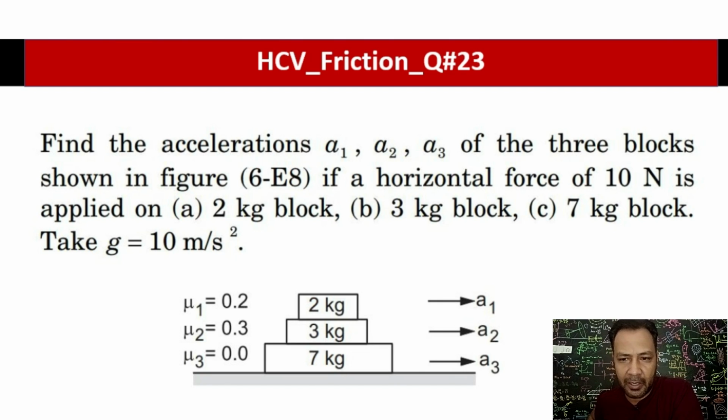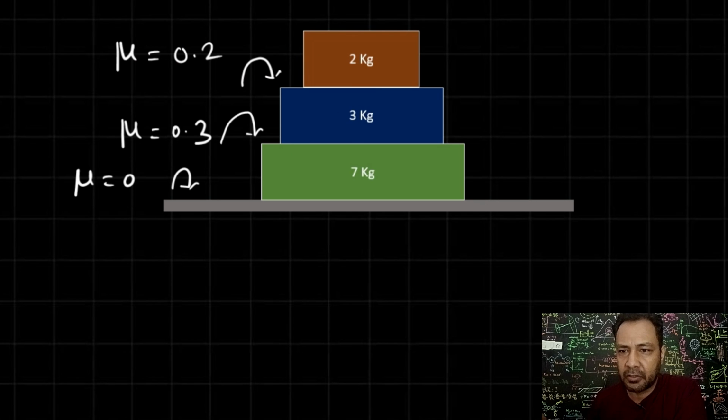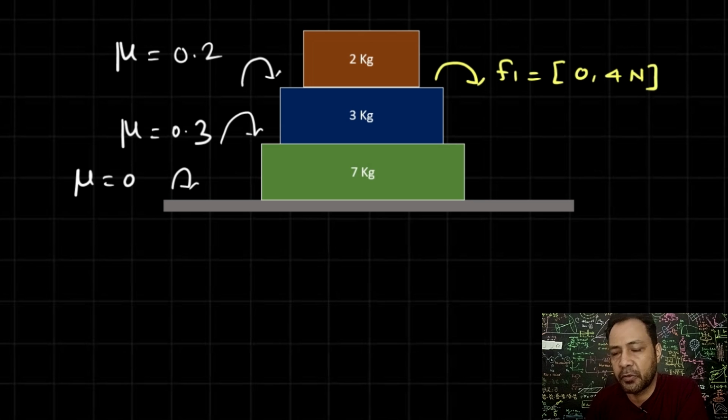So the first thing I'll do is find the friction between the pairs of bodies. Between 2 kg and 3 kg, the normal reaction is the weight above, the 3 kg, that is 20 Newton. Coefficient of friction is 0.2, so maximum available friction is 0.2 into 20, that is 4 Newton. So friction will act according to the requirement. Static friction would be anything between 0 to 4 depending on the requirement.